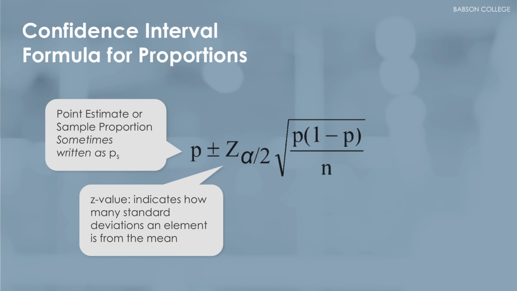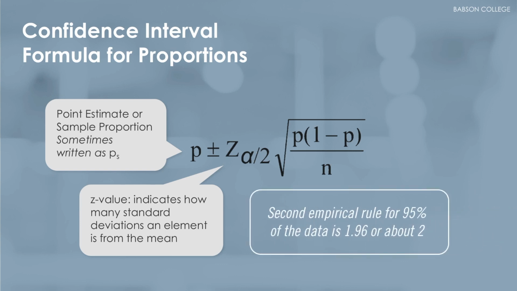Think about the second empirical rule that captured 95% of the data in a normally distributed data set. That z-value was about 2. Well, the exact z-value for a middle 95% works out to be 1.96. Traditionally, this is derived from the alpha value in the formula, which is the probability equal to 1 minus the level of confidence, or 1 minus 0.95, which leaves us with an alpha value of 0.05.